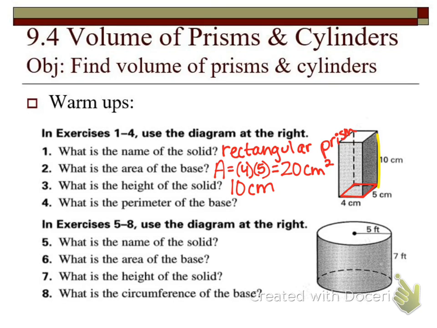Finally, on number 4, they are asking about the perimeter of the base. How do we find perimeter? Add up what? Good. We add up all the sides of the base. So we're going to take 4 plus 5 plus 4 plus 5. We have to do all of the sides. So 4 plus 5 plus 4 plus 5 gives me 18 centimeters. Would those be squared? No, because it's not area.